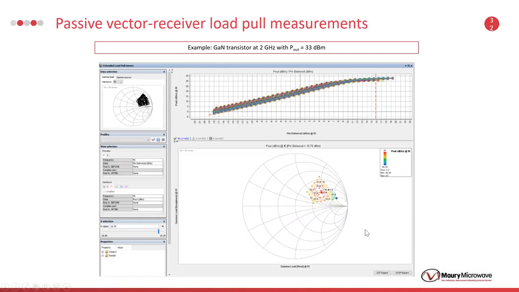So once you do your measurements, the advantage of doing vector receiver load pull is that you don't need to decide in advance what parameters you want to measure, because you are just measuring four parameters, A1, B1, A2, B2, okay? With these four parameters, I can extract any power I need. Of course, you need to measure the voltage and the current consumption to calculate your PAE and efficiency.